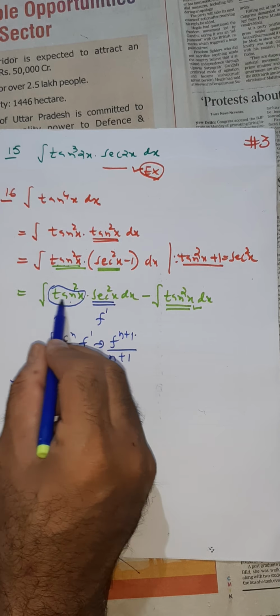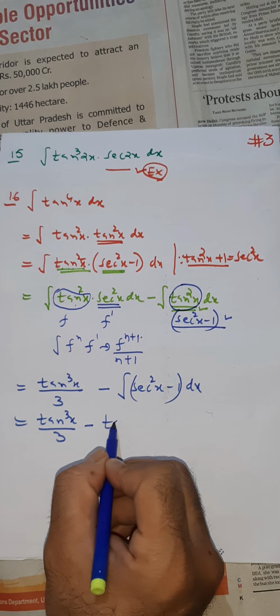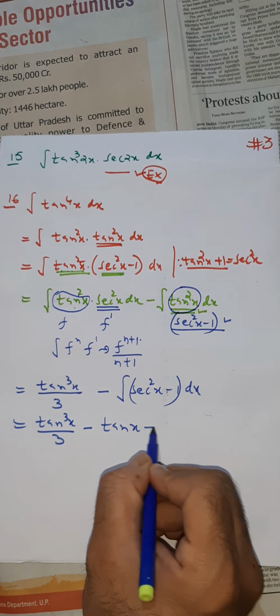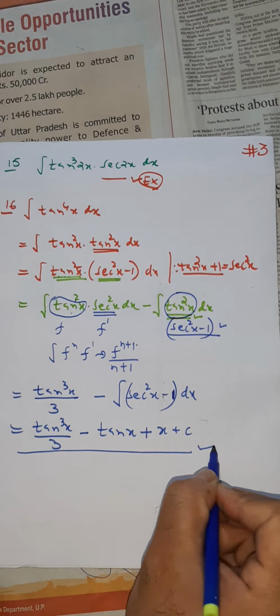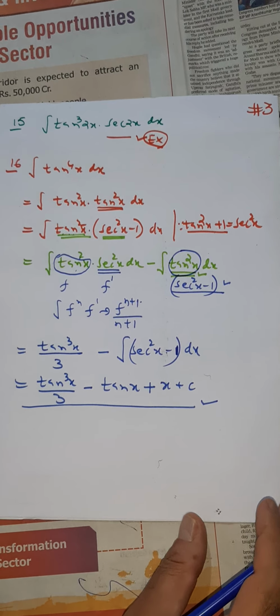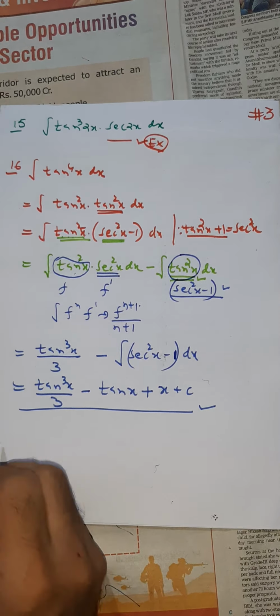The other way is you can put tan x equals to t. Minus, here instead of tan square, you can write sec square x minus 1. You know it. So here sec square x minus 1 the whole dx. And now finally this is added as it is, tan cube by 3 minus what is the integral of tan square, which is tan x, minus minus will be plus, what's the integral of 1, which is x plus c. So you have this.